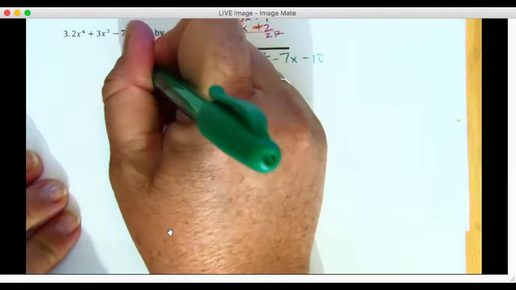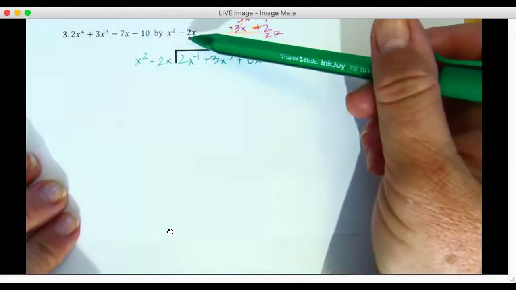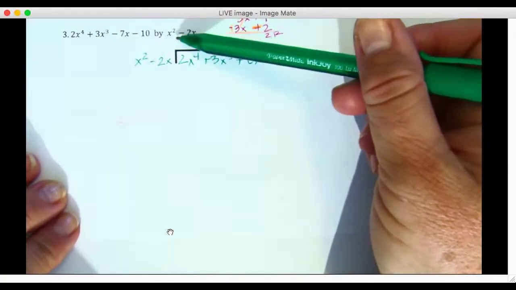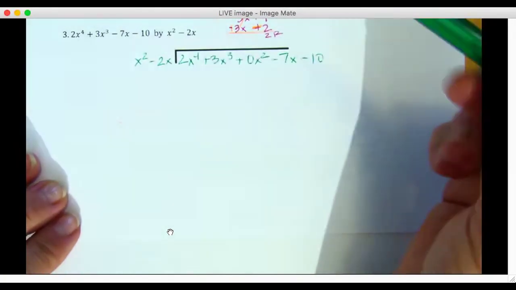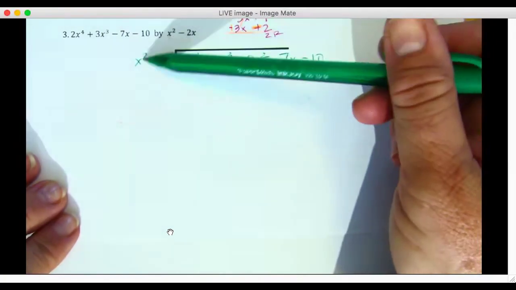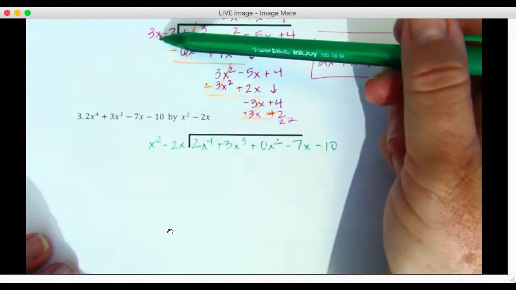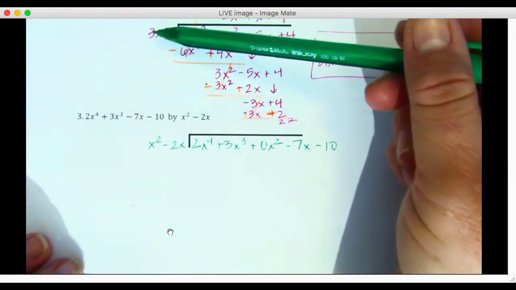And then I have x squared minus 2x. If this had said x squared minus 2 instead of 2x, I would need to use a placeholder for the x term on this side as well. And long division is the only type of division we have where we can divide by something that's not linear. So the previous examples, these were all linear factors. My x was just to the first power. There was no x squared over here.